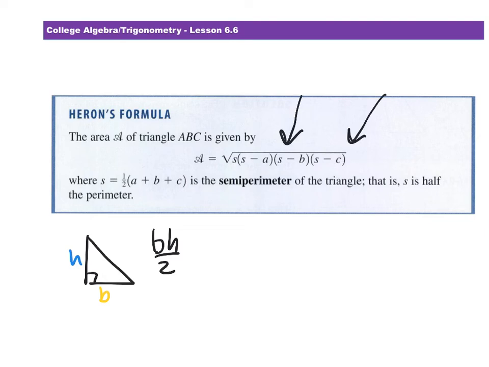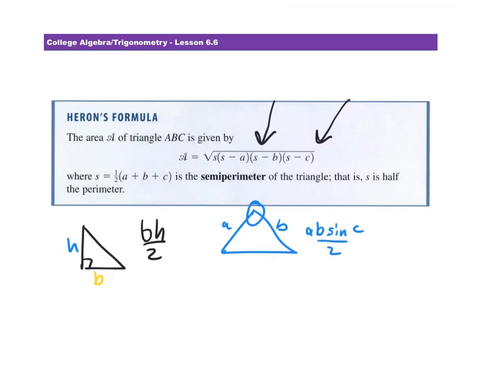You divide it by 2 because it's cut in half. We also talked about a formula that if you had two sides and the angle in between, remember you could do A times B times the sine of angle C divided by 2. We've had that before. So now you guys are going to have a new formula. This is called Heron's formula, and you use it when you do not have any angles. All you have are all three of the sides.